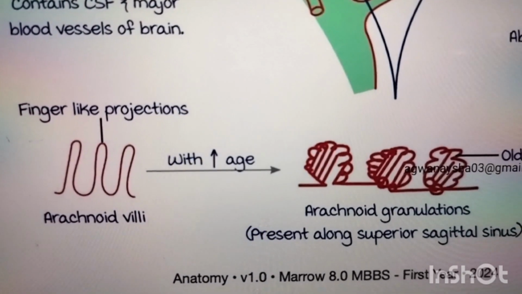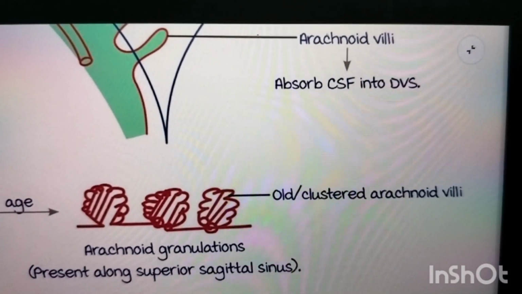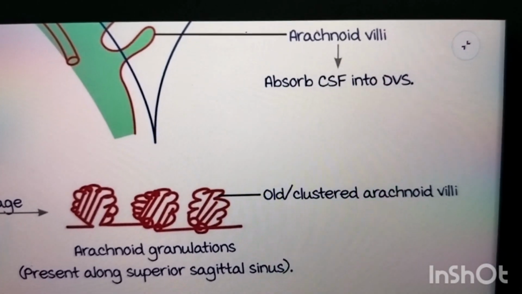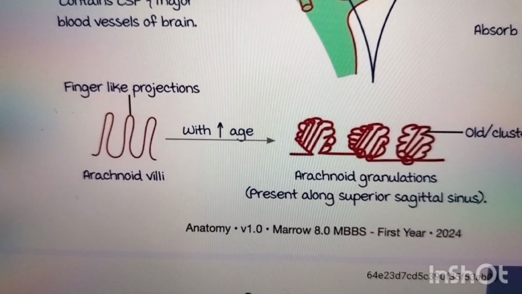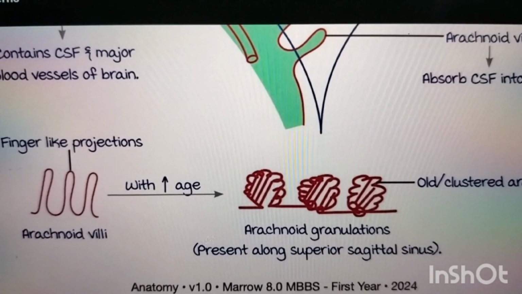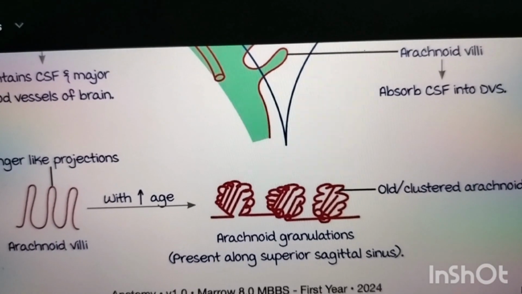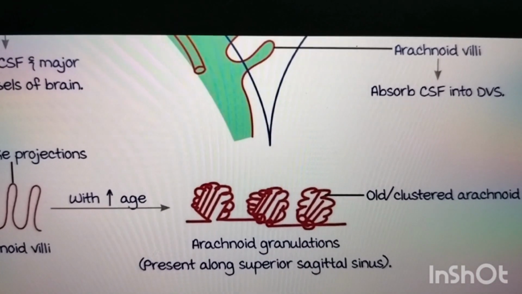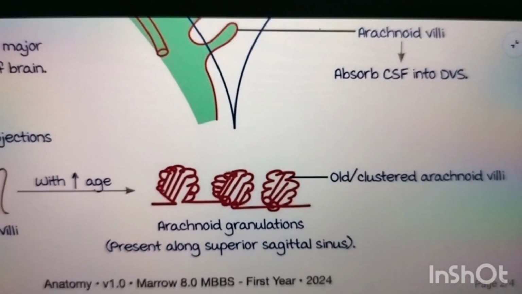What happens with age? Arachnoid villi become old and clustered arachnoid villi. Its work is not changed, its work is still the absorption, pouring the component of the CSF into the dural venous sinus, but this time these villi are old and clustered. The work is not changed, we just should remember that arachnoid granulation is present along the superior sagittal sinus.